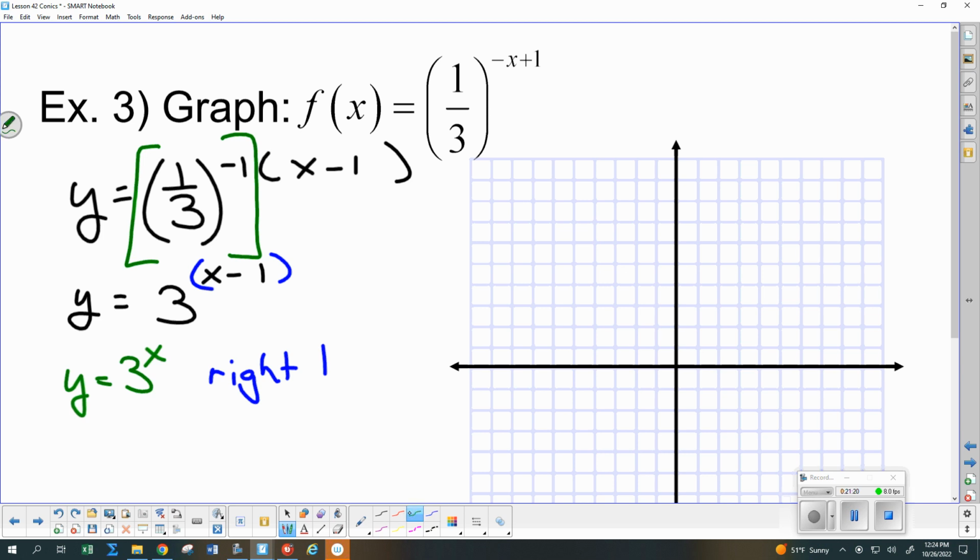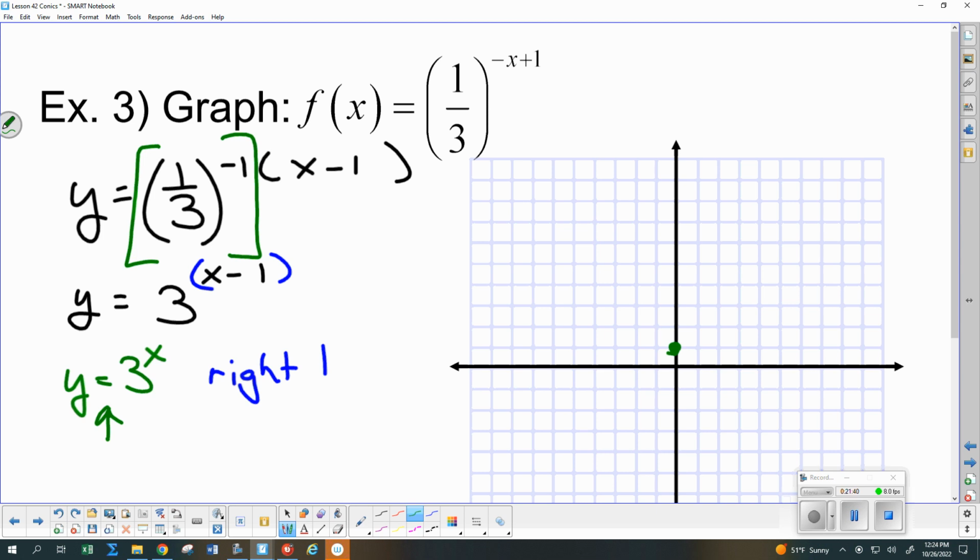So do your dots for your helper graph, y equals 3 to the x, just for the integer points. And you've probably done enough of these. You can kind of do like I modeled on the last one. I don't think you really need a t-chart for that. So it's going to go through 0, 1.